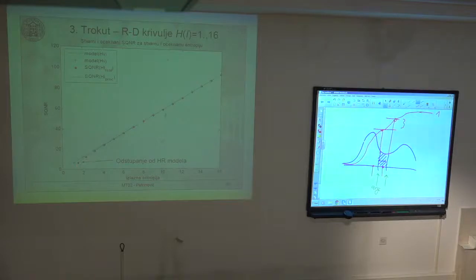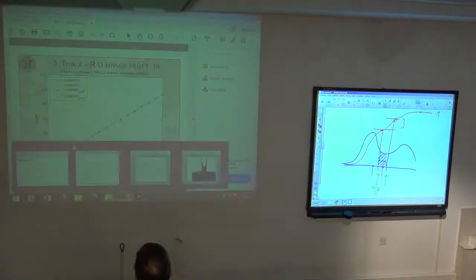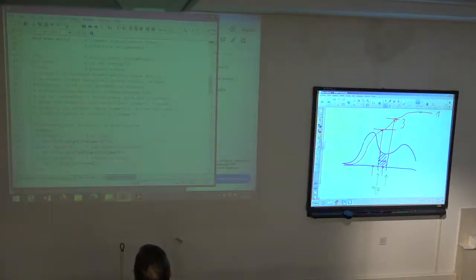I have again a bit of deviation from this theoretical expected value, but as soon as I'm operating at least at 4 or 5 bits per symbol, they are following each other closely. So that is the reason why this high rate approximation gives us very good insight into the expected operation of the quantizer.